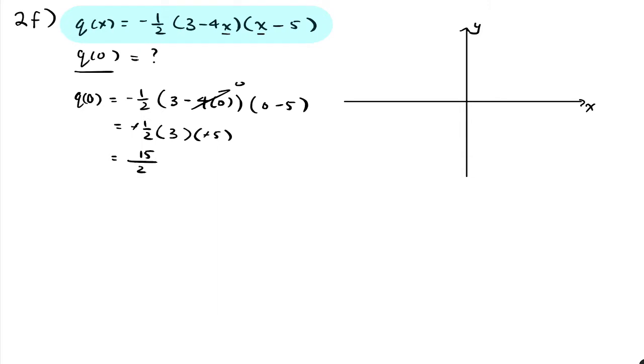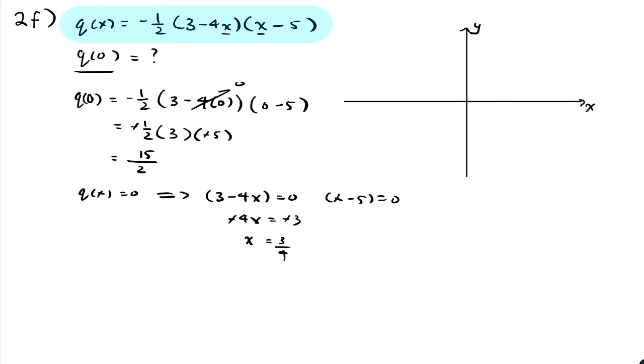Now, in order to draw this function here, let's find out when q of x is equal to 0. And this happens only when 3 minus 4x is equal to 0, and when x minus 5 is equal to 0. So for the first equation, let's move the 3 to the other side. So we have minus 4x is equal to minus 3. Divide both sides by minus 4. So the negatives will cancel out, and we're just left with 3 over 4.